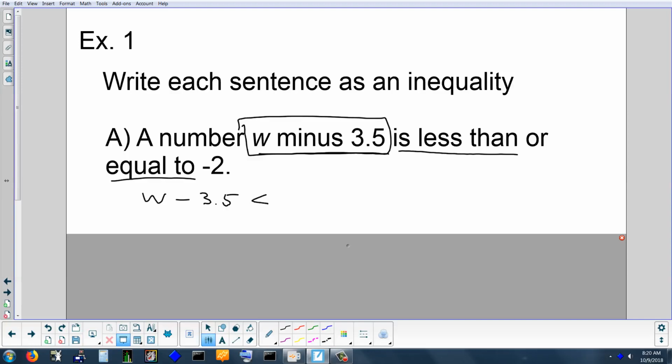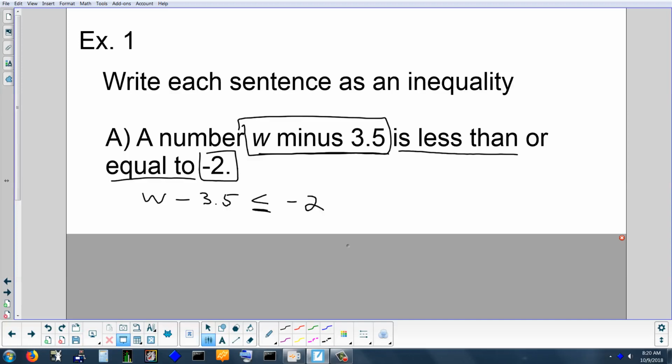Now, less than or equal to. So what do I have to add to that symbol? Yeah, put the little line under it. So now we've got W minus 3.5 is less than or equal to, and now we need something that goes on the other side. Well, there's only one thing left. What's going to go on the other side?